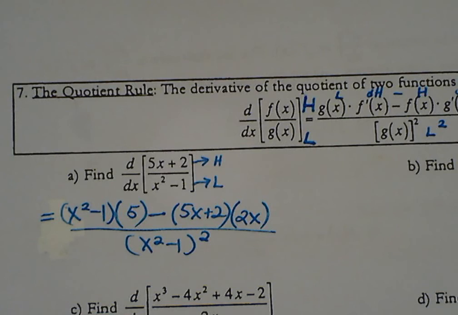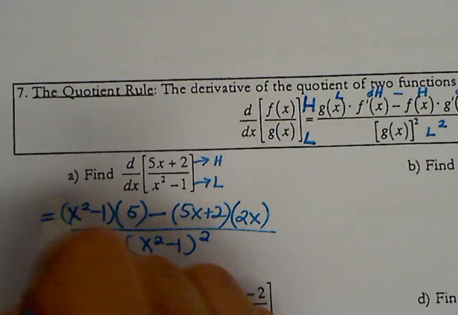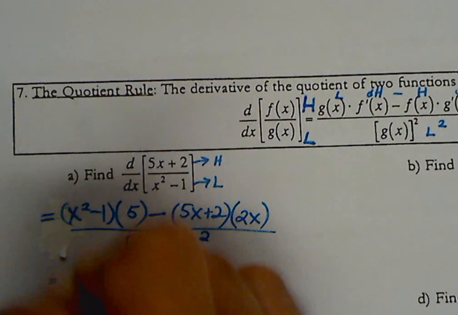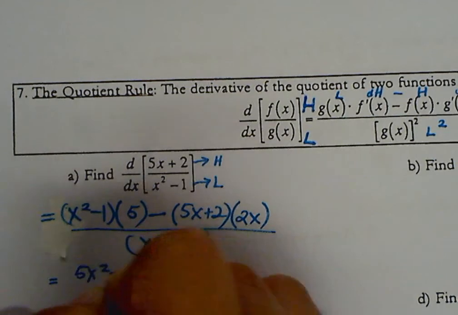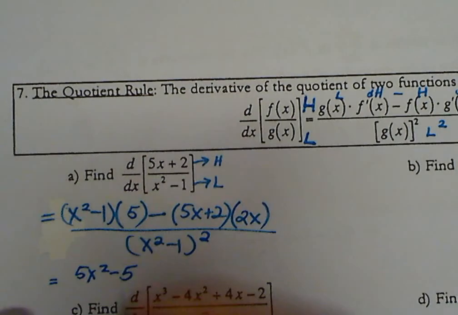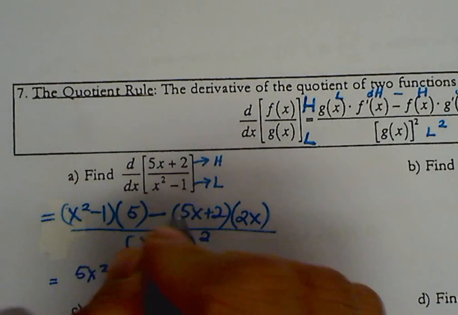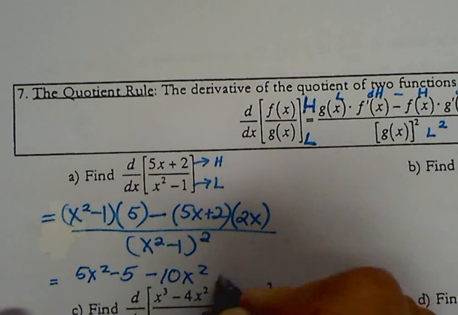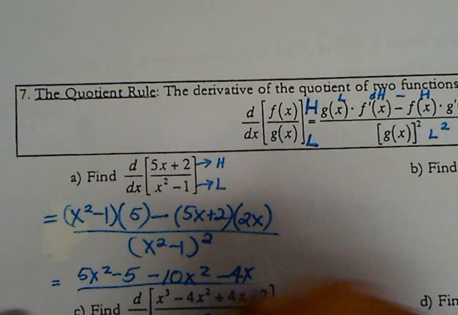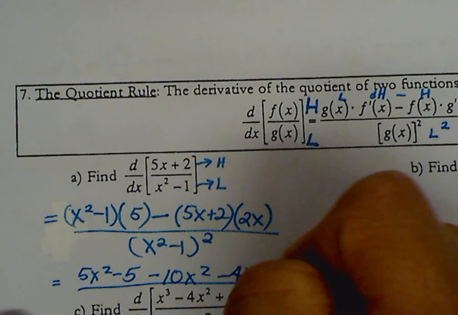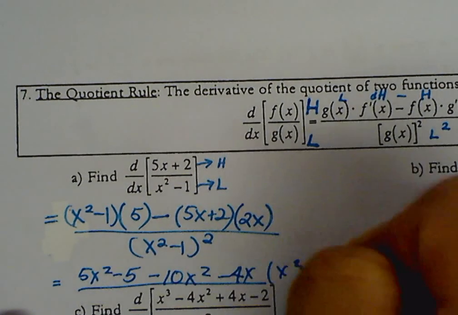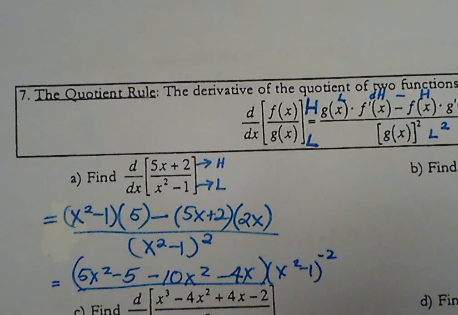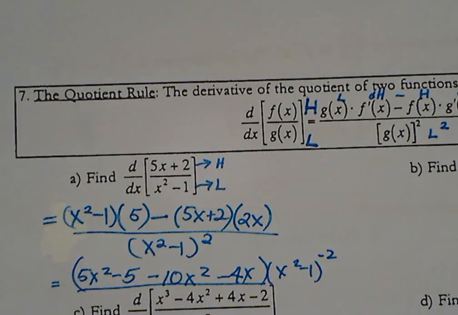And then if I ask you to simplify, you can, but you don't have to. It's not really about knowing the algebra, although sometimes you need to. It would be 5x squared minus 10x squared minus 4x over x squared minus 1 to the negative 2. If you do that, make sure you use parentheses, okay? Okay, do B.